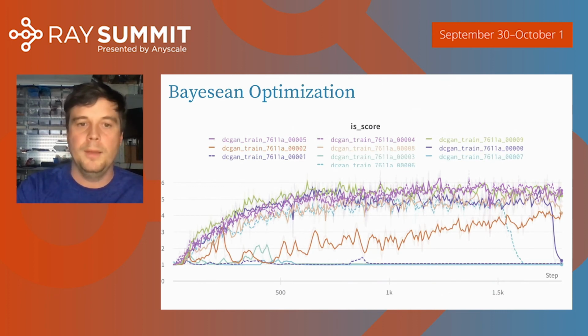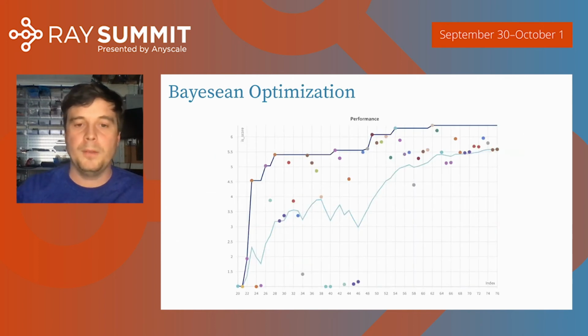So here we trained 10 models again, but you can see that it's actually finding better performing models because it's being smart as opposed to picking random sets of hyperparameters. You can see that the performance actually steadily increases over time. The best case performance and the average performance is also increasing over time.